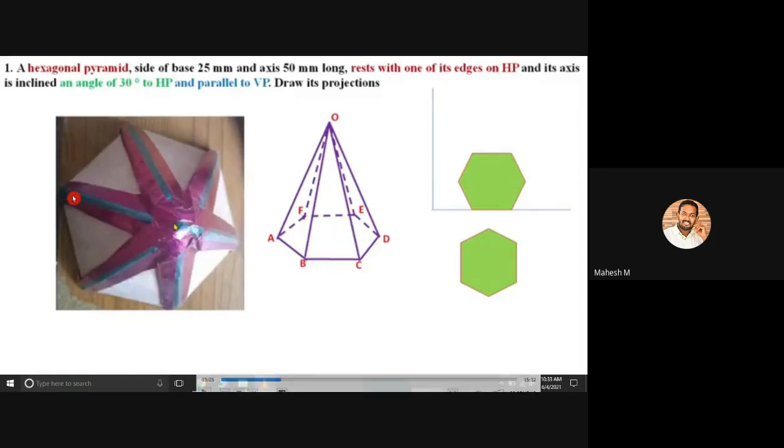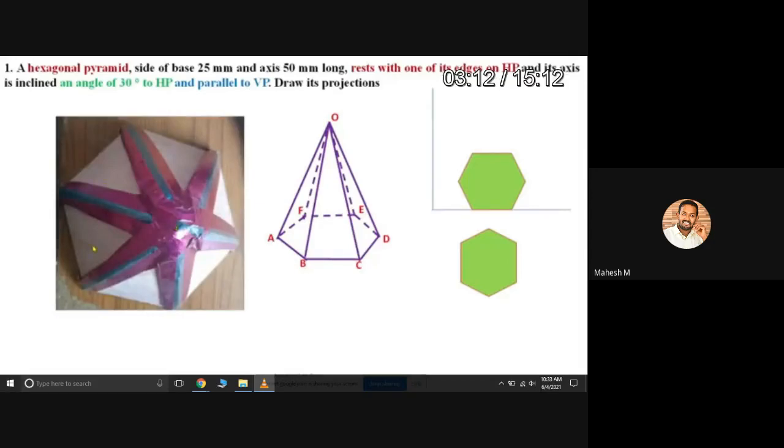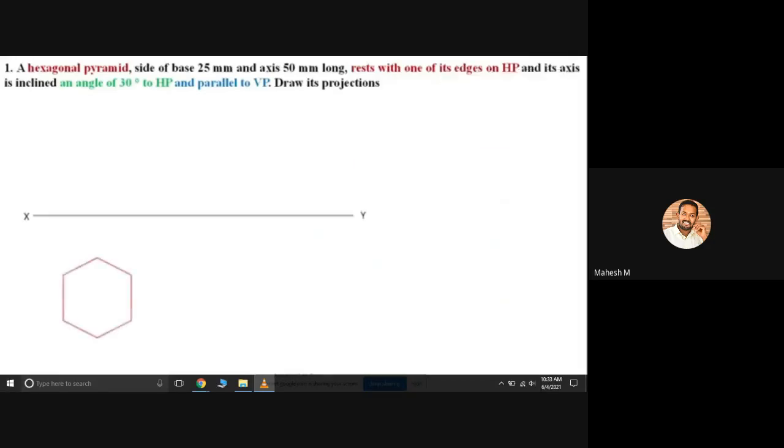Okay, so this line will be called slant edges. So these lines, the colored lines, can be called hexagonal slant edges. And this particular surface can be called triangular faces. Okay, so next we are moving to our problem. So you can create your horizontal line, and this one is an edge hexagon. So here it is clearly mentioned, resting with one of its edges on HP.